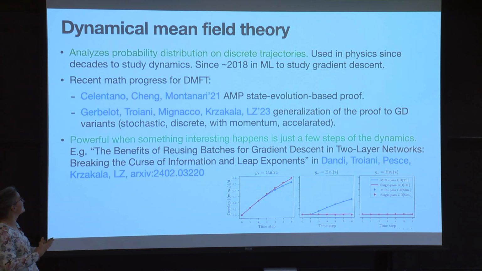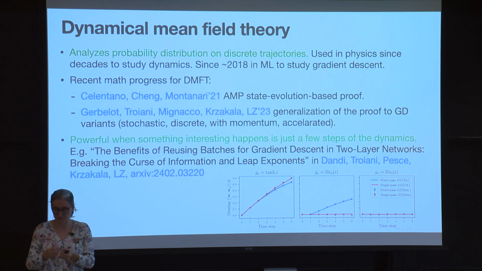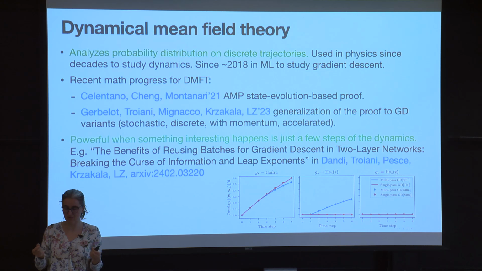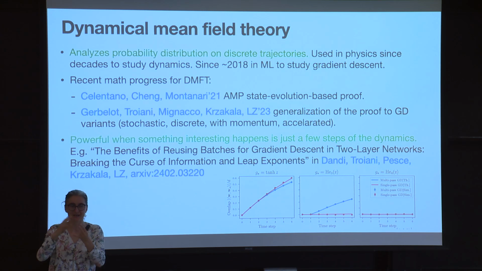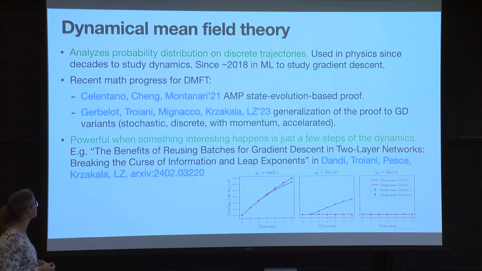So the bottom line here, this is a powerful method when something interesting happens in just a few steps, right? The trajectories cannot be too long because we need to be summing over all the trajectories of the neighbors, and this will not be possible if they are too long. So the trajectories need to be short. And when they are, we can do things.